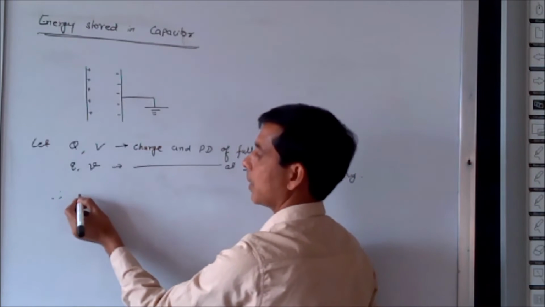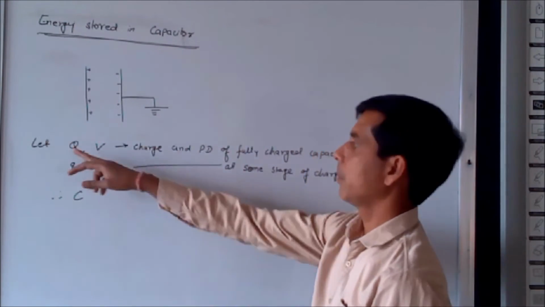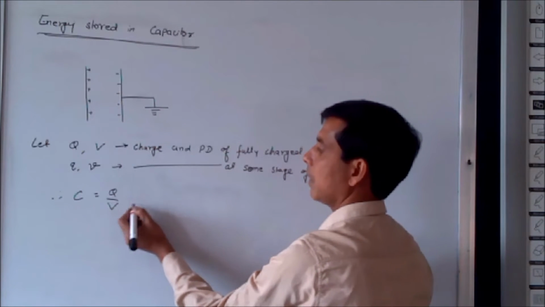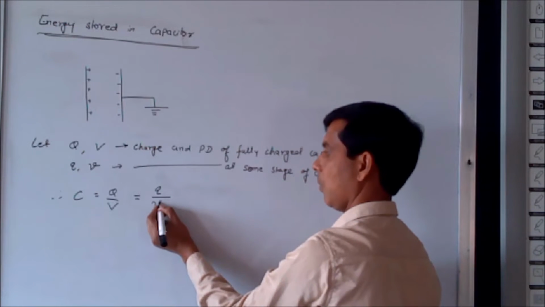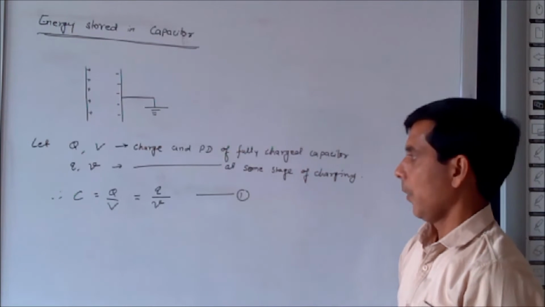Then, according to the definition of capacity, capacity is the ratio of Q and V. For the first case, it will be equal to Q by V, and for the second case, it will be the ratio of small q by small v, equation number 1.